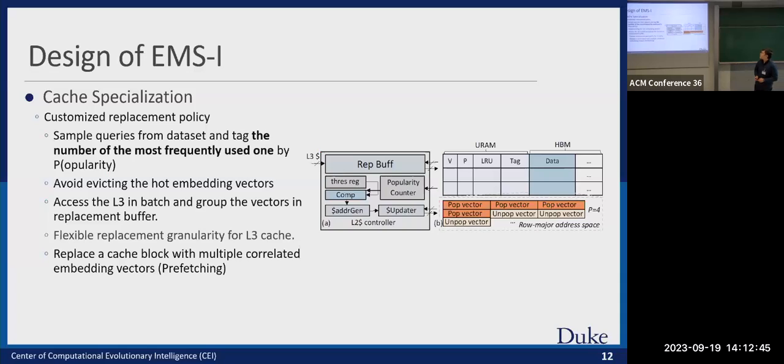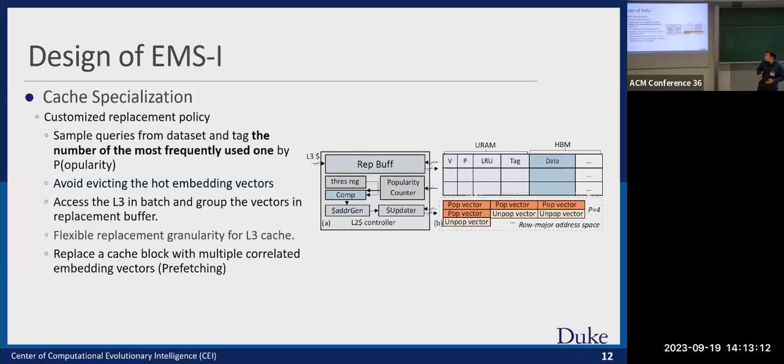And we also have a customized replacement policy, because one of the most important and interesting features in the recommendation model is that the access pattern of the embedding vectors shows a power law, which means a small amount of vectors will be frequently accessed, while the other embedding vectors are rarely accessed. So we can utilize those characteristics to tailor our replacement policy.